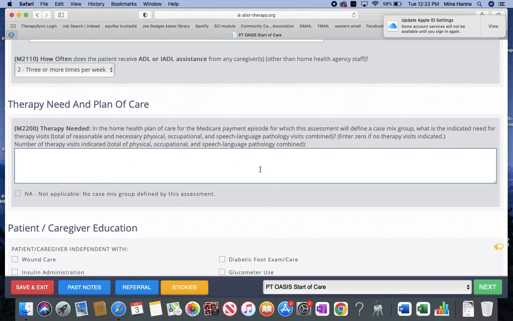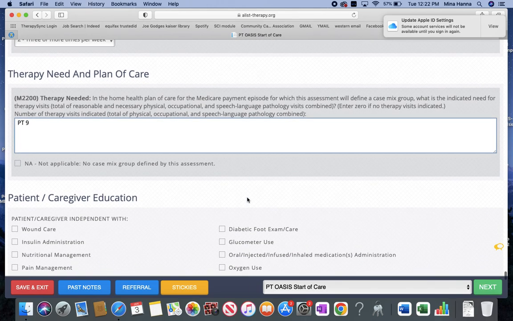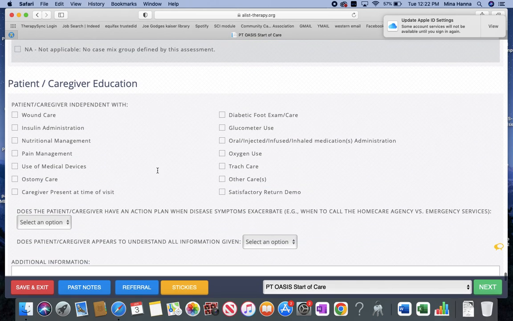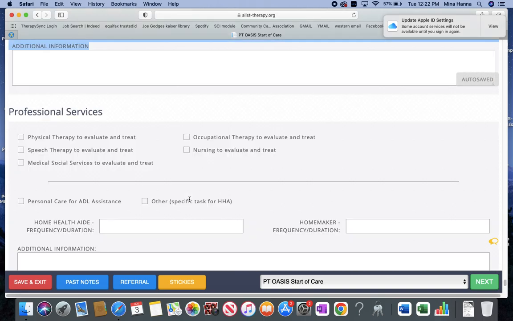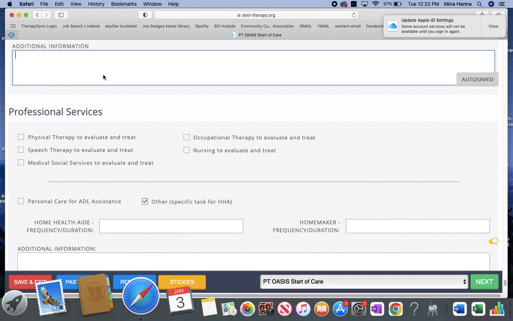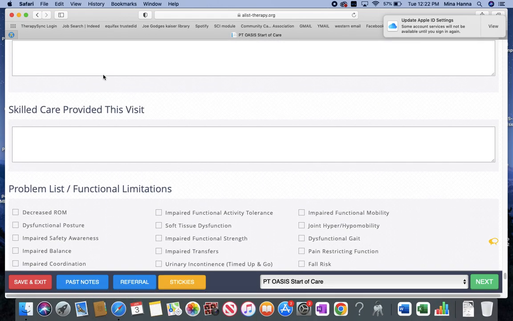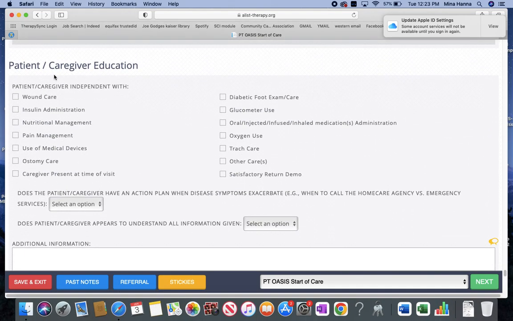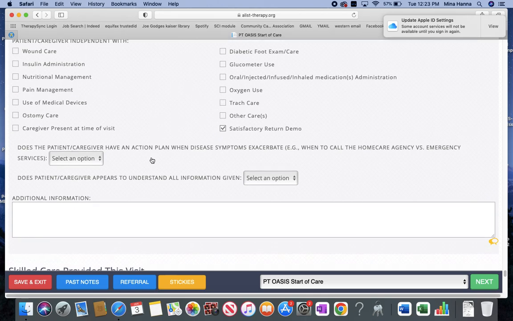This is therapy needed. Well, I tend to write just a total amount of visits, I think. Maybe this person will need 9 visits for me for PT. If I know OT, I can write OT as well, but I can put PT 9 here. And then as far as the patient caregiver education, I can put something like satisfactory return to demo.